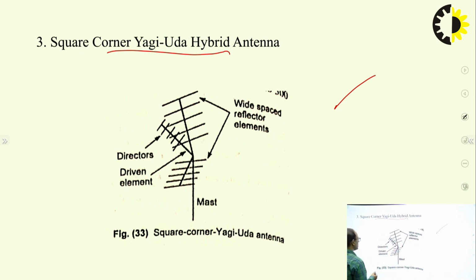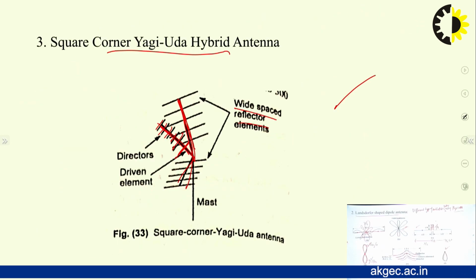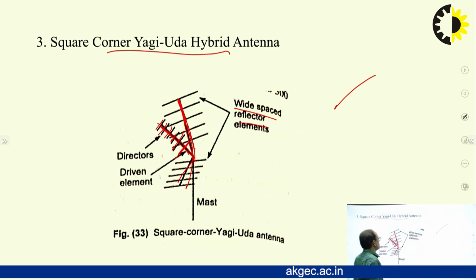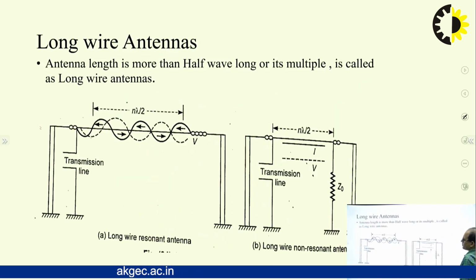This is a modification. These are the reflector, widespread reflector. This is the driven element, and these are the directors, and here is a driven element. So this one is the YAGI UDA antenna with its square corner property.